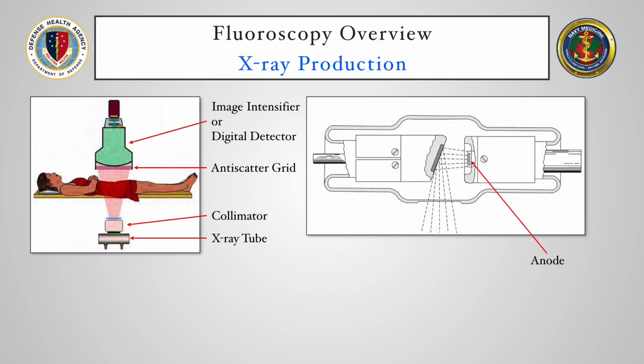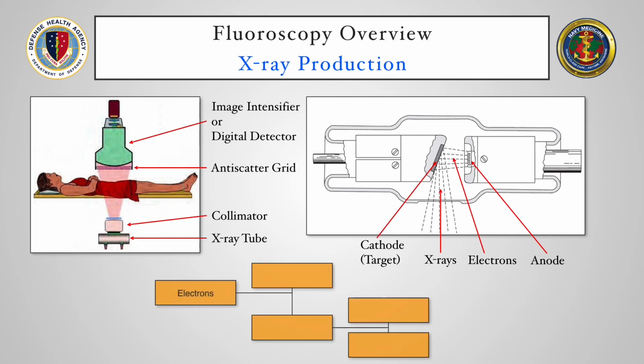It consists of an anode and a cathode, which is also called the target, and electrons and X-rays are produced as a result of the interaction between the cathode and anode. When high-energy electrons are fired from the cathode, they reach the anode to interact with the material of the target, which is typically tungsten. When the electrons interact to create X-rays, only about 1% of the interactions produce X-rays. The remaining 99% merely generates heat.